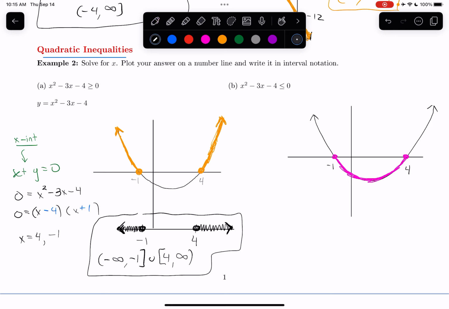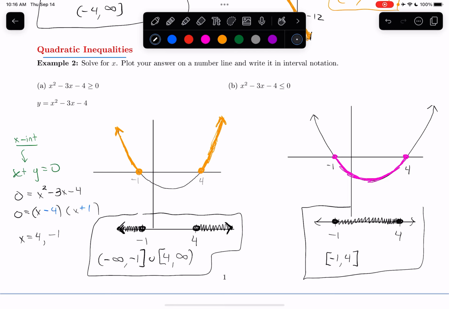Okay, so I'll plot this on a number line. I'll have -1 and 4. Both of those are included, so closed circles, and everything between them also works, so I shade it in. In interval notation, I get bracket -1, comma 4 bracket. All right, that's my answer. Awesome, so let's take a look at another example.